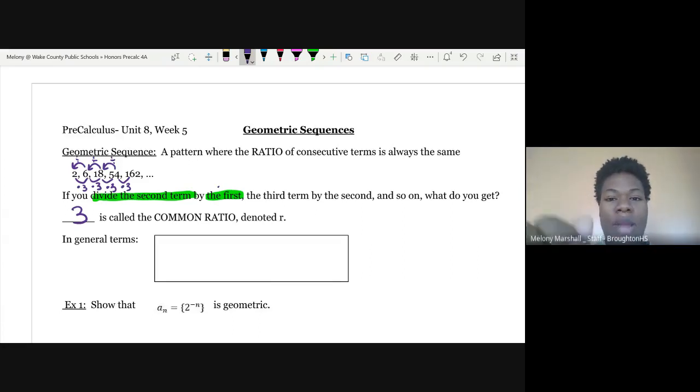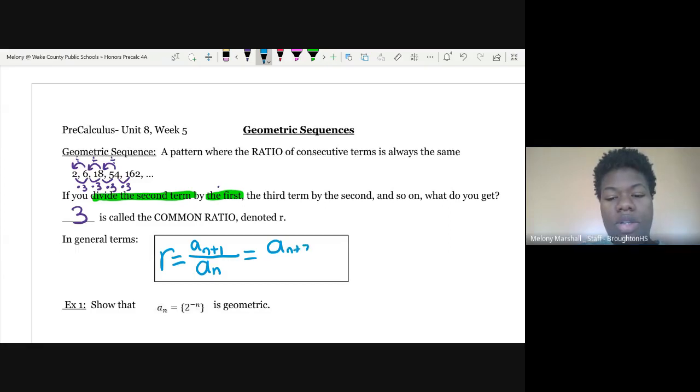Now, we need a general rule for this bad boy. Our general rule is going to be r equals, because r is our common ratio, versus with arithmetic, d was our common difference. Why does it not start with a c? I don't know. I guess ratio starts with r, difference started with d, so that's why. So just remember that. The formula is a sub n plus 1, in other words the next term, divided by a sub n, the previous term. It equals a sub n plus 2 divided by a sub n plus 1. So the previous. Exactly what I just said: the second term divided by the first, the third divided by the second, or the number in front.